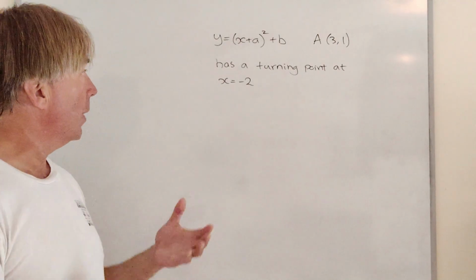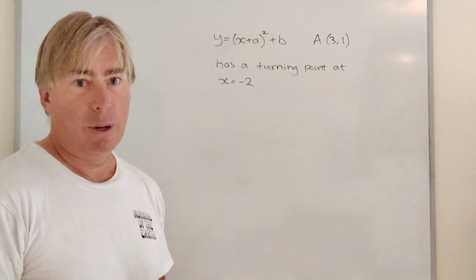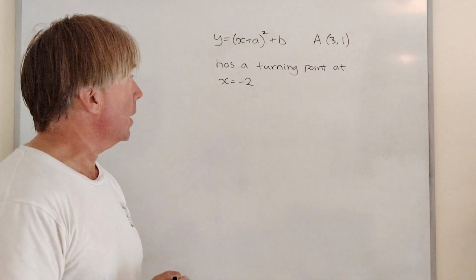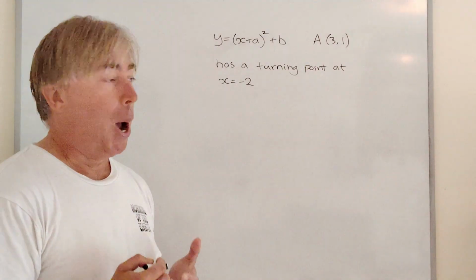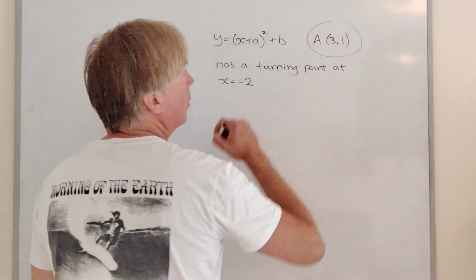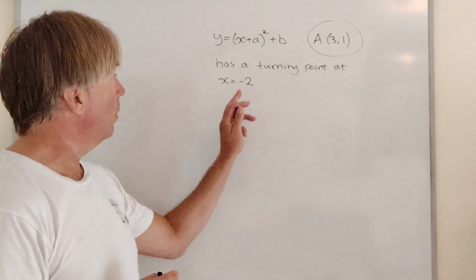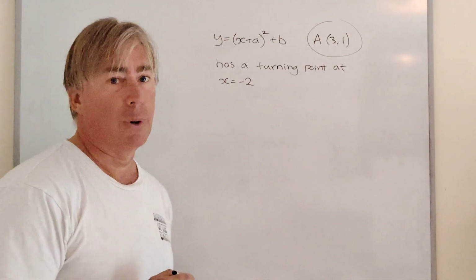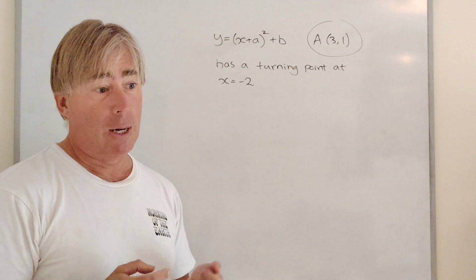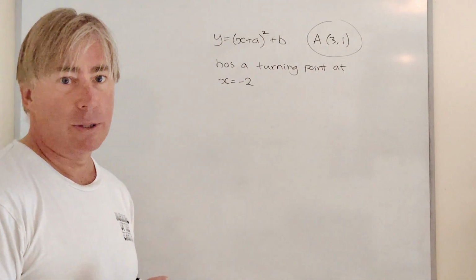What we're presented with is a quadratic in the completed square form, but a generic quadratic: y equals (x plus a) all squared plus b. We're told two things about this quadratic. It passes through point A, which has coordinates (3, 1). We're also told it has an x coordinate of its turning point at -2. And we are asked to find the values of a and b, the two unknown constants.